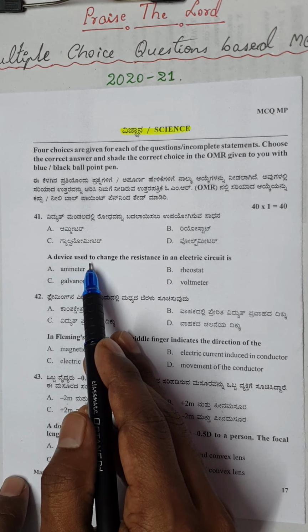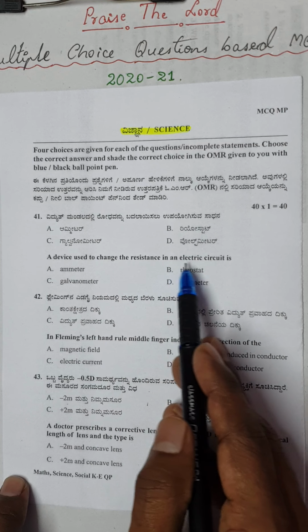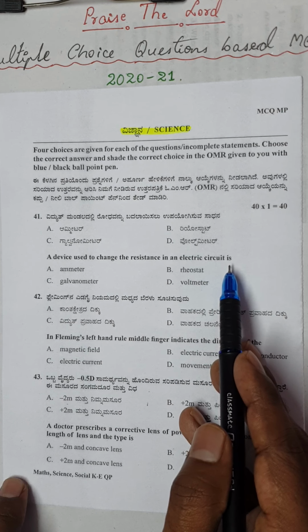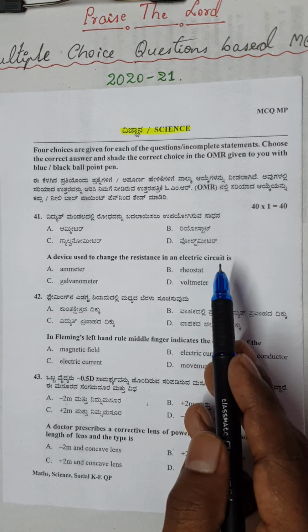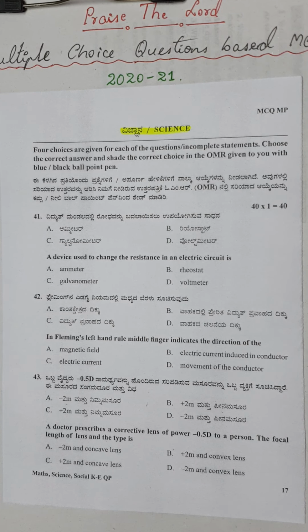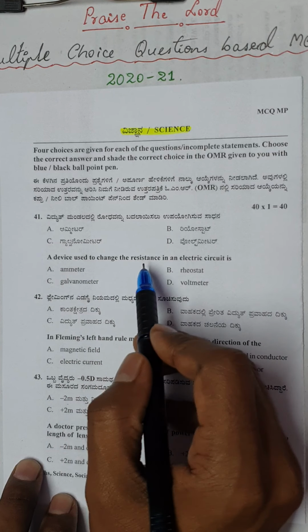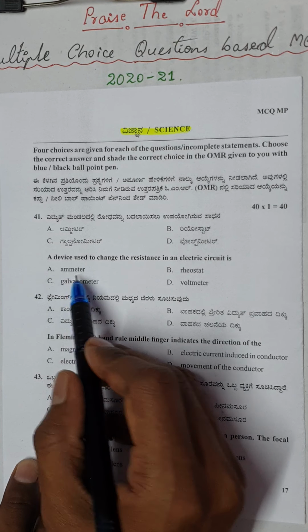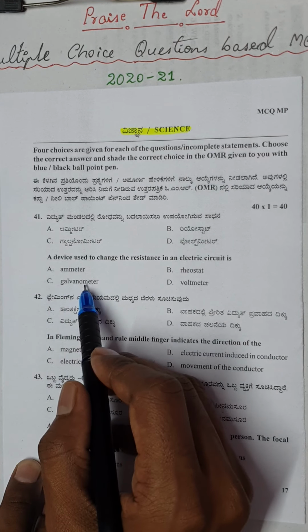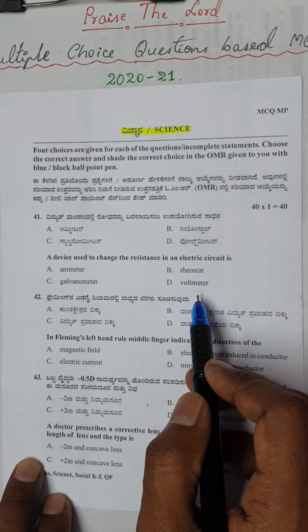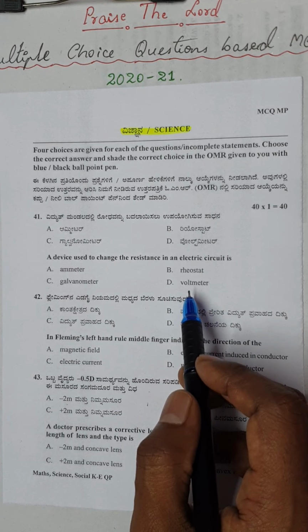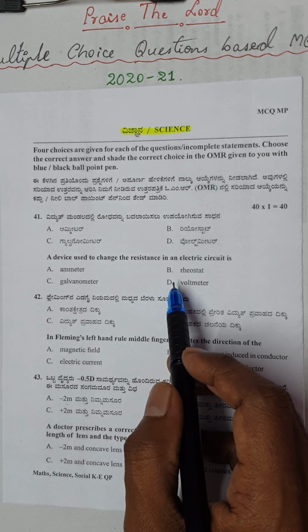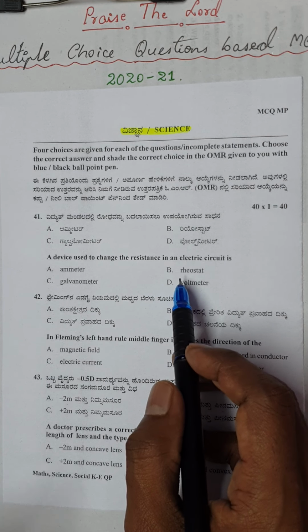A device used to change the resistance in an electric circuit is. You know this in detail. We are not going to explain the concepts in detail, we are going to just see whatever the required things are. Let me repeat the question. A device used to change the resistance in an electric circuit is. The options given are A. Ammeter, B. Rheostat, C. Galvanometer, D. Voltmeter. I can directly go to the next question just by giving you the answer, but I'm not going to do that. I'll give you some idea of the options and then move on.